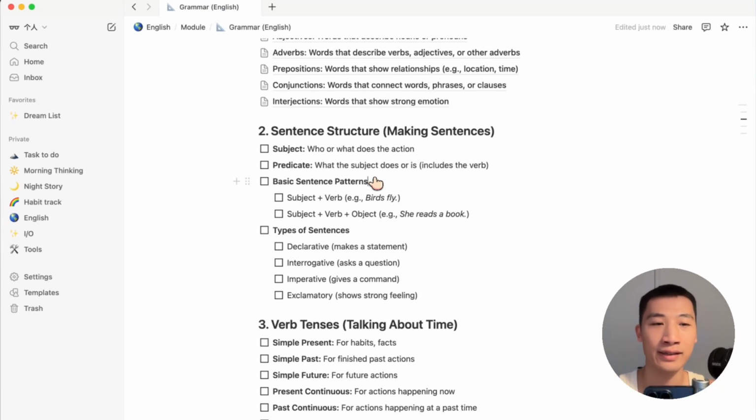The subject is cat and the object maybe the chair, and the cat sleeps on the chair.